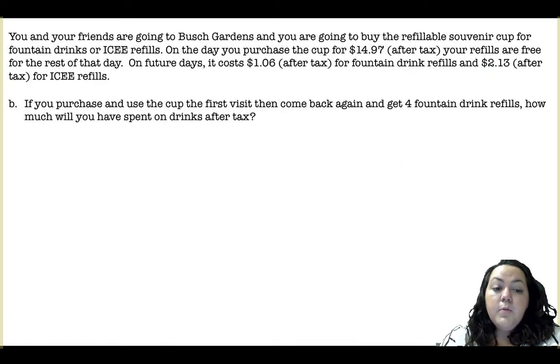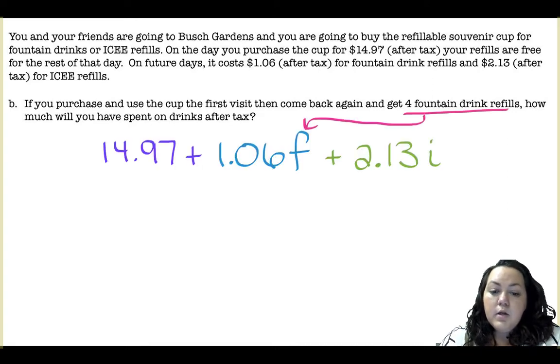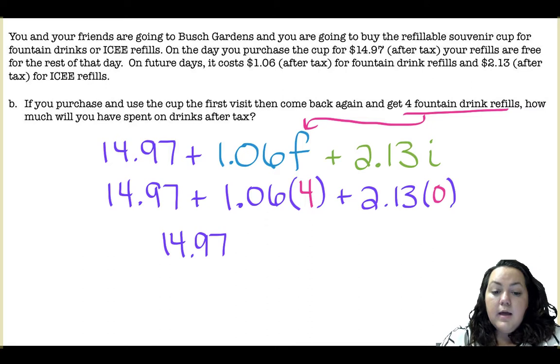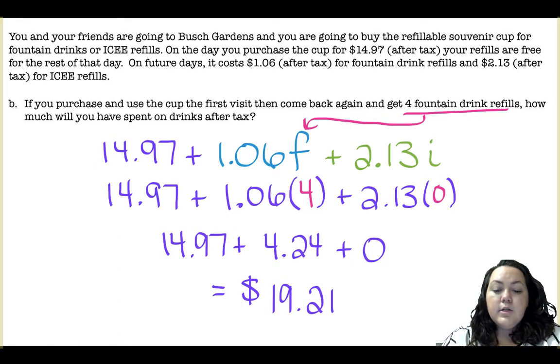Okay, part B. If you purchase and use the cup the first visit, then come back again and get 4 fountain drink refills, how much will you have spent on drinks after tax? So here's our algebraic expression, and we're going back the second day and we're going to buy 4 fountain drinks. So I'm going to plug in 4 for f. And I'm not buying any ices, so I would plug in 0, or I would just leave that part out. When I do 1.06 times 4, I get 4.24. And when I add them together, I get $19.21. Now remember, this is a real-world problem, so when you get your final answer, make sure to go back and add in those things like the dollar signs.